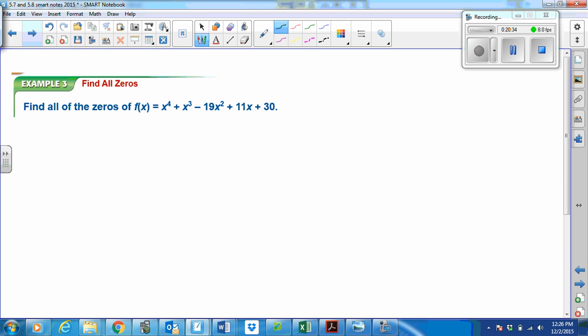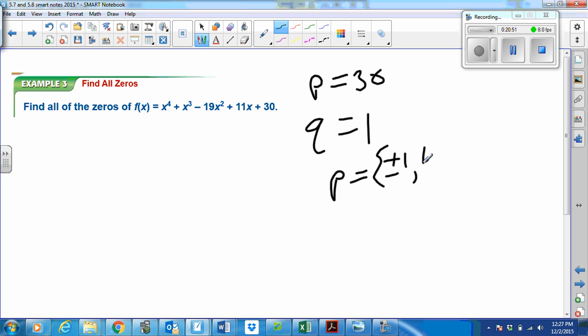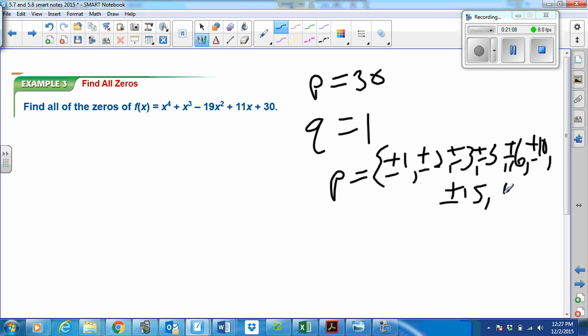Okay, so now let's find all the possible rational zeros for this. In this case, we have that p is 30, and q is equal to 1. So to find the possible rational zeros, since q is 1, it's going to be the factors of p. So it's going to be plus or minus 1, plus or minus 2, plus or minus 3, plus or minus 5, plus or minus 6, plus or minus 10, plus or minus 15, and plus or minus 30. So not real fun, which is why we're going to go to our graphing calculators now to check this.